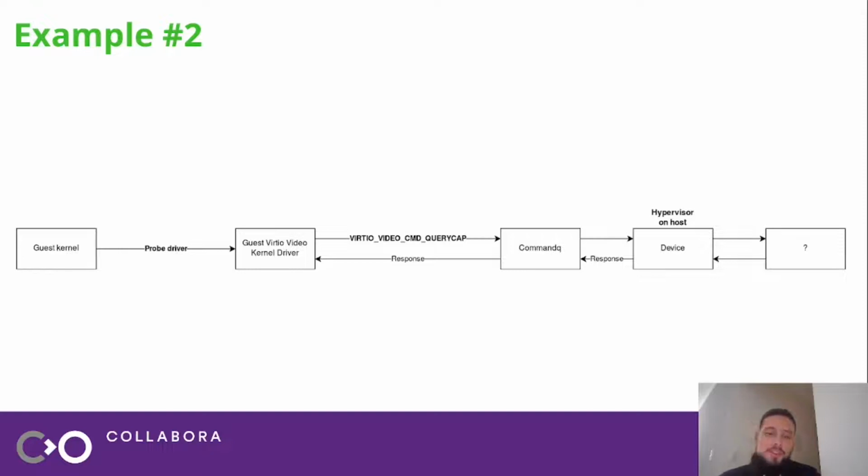The device will notice that there's a command in the command queue. It will dequeue the buffer with this command. It'll process this command somehow using some question mark component, which we're going to talk a whole lot more about in a few, and it'll come up with a response. It's going to place this response back into the command queue, and then lastly the Virtio video kernel driver running on the guest operating system will have a chance to process this response and update some internal data structures to reflect the kind of formats that are supported by the device.